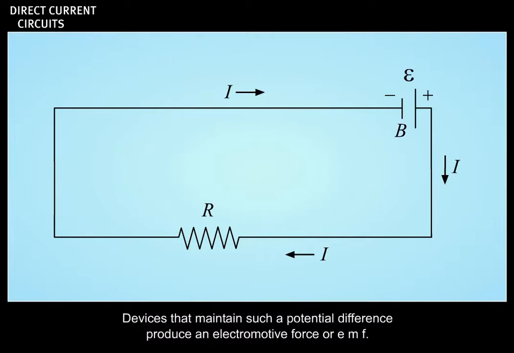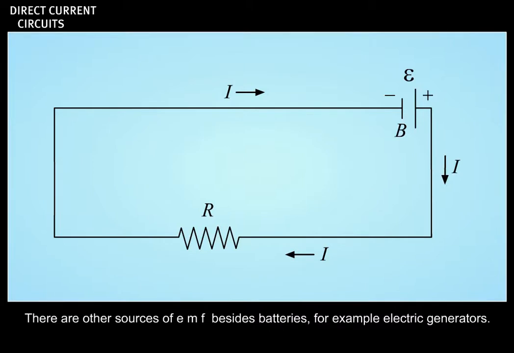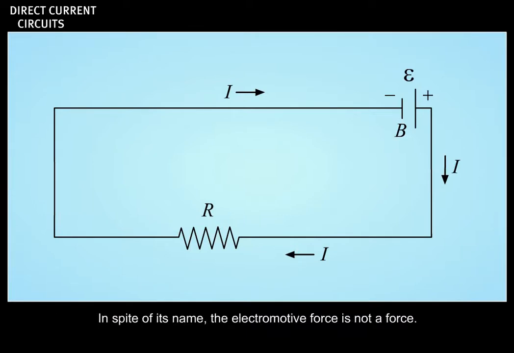Devices that maintain such a potential difference produce an electromotive force, or an EMF. The EMF is represented by the symbol epsilon and is directed from the negative to the positive terminal. There are other sources of EMF besides batteries, for example, electric generators. In spite of its name, the electromotive force is not a force.